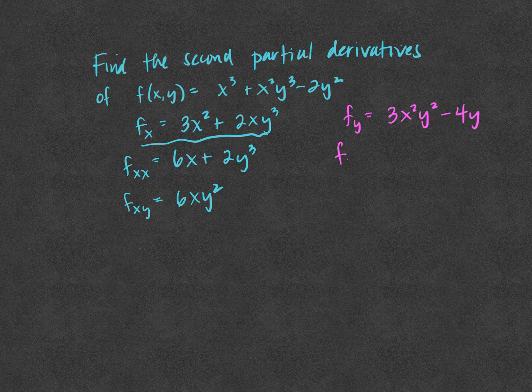Now let's switch to the y side. Let's do the second derivative with respect to y. So the derivative of y squared is 2y, so we get 6x squared y minus the derivative of 4y, which is 4. And we're going to do the same thing with the mixed one. We're going to start with the first derivative with respect to y and take the derivative with respect to x. So the derivative of x squared is 2x. Multiplied by that would give me 6xy squared.